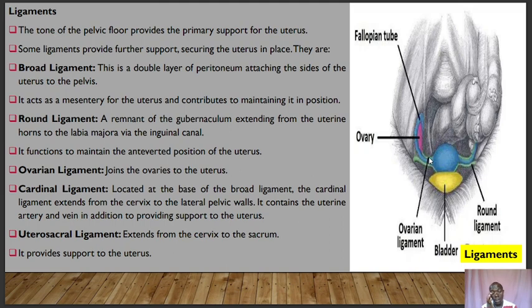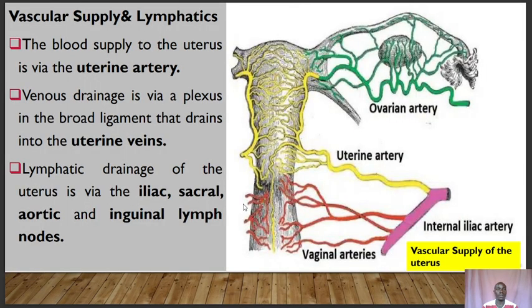So next we have the cardinal ligament, and this one is located at the base of the broad ligament. The cardinal ligament extends from the cervix to the lateral pelvic walls. It contains the uterine artery and the vein in addition to supporting the uterus. So that's how this ligament can be important. The uterosacral ligament extends from the cervix to the sacrum. So it provides support to the uterus.